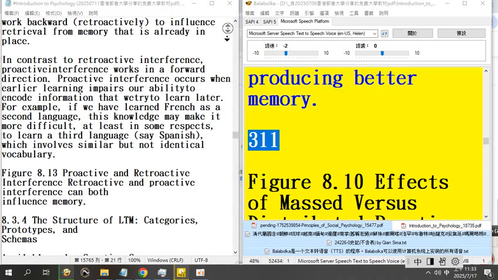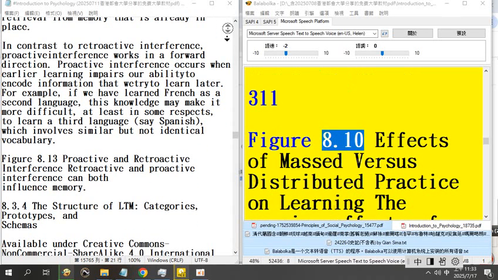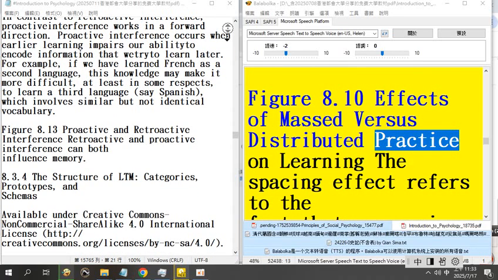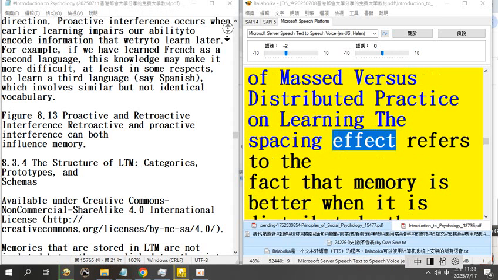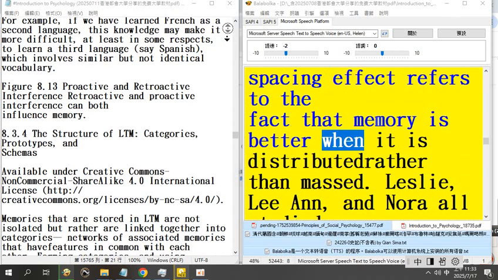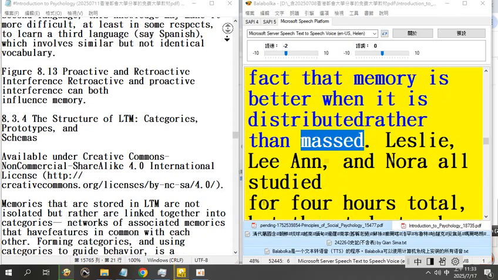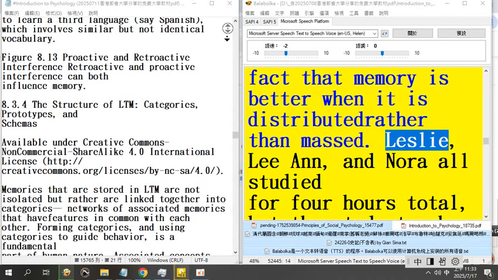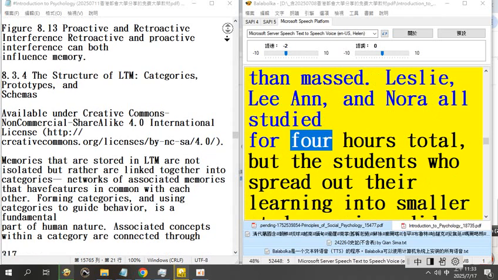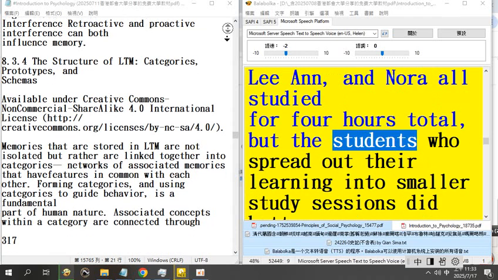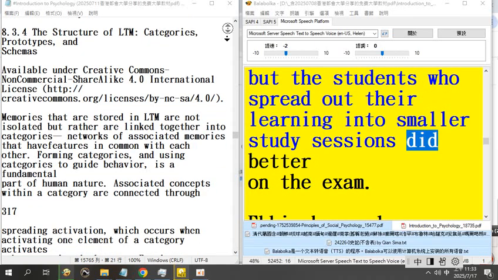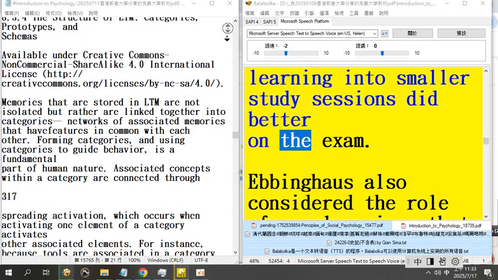Figure 8.10 Effects of massed versus distributed practice on learning. The spacing effect refers to the fact that memory is better when it is distributed rather than massed. Leslie, Lee Ann, and Nora all studied for 4 hours total, but the students who spread out their learning into smaller study sessions did better on the exam.